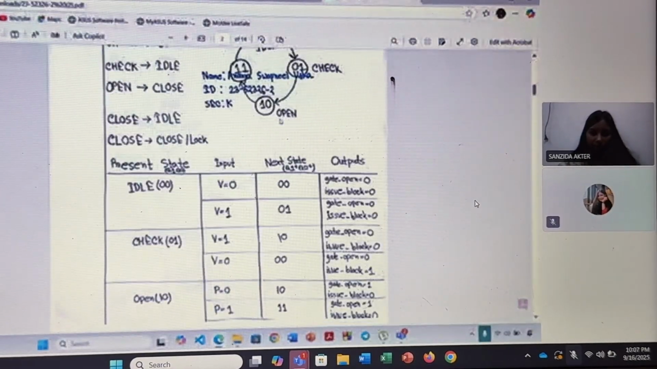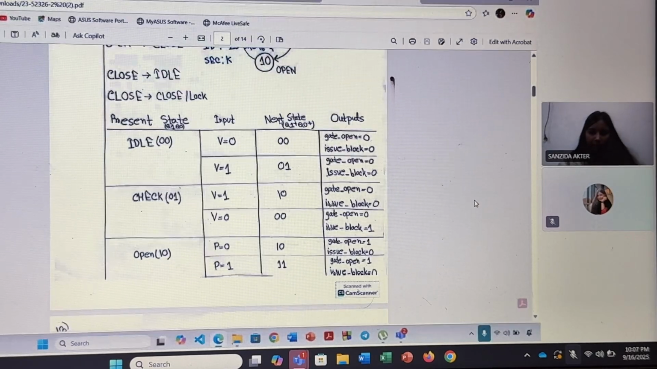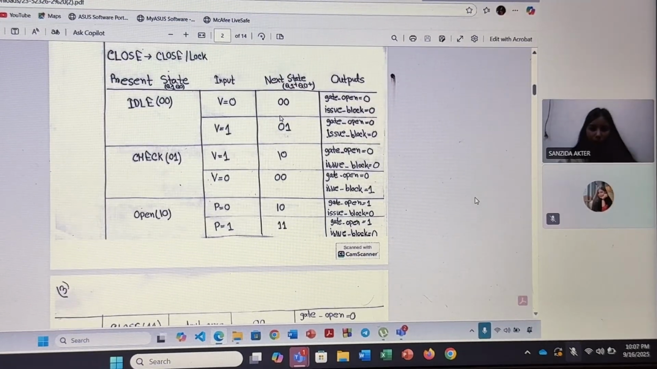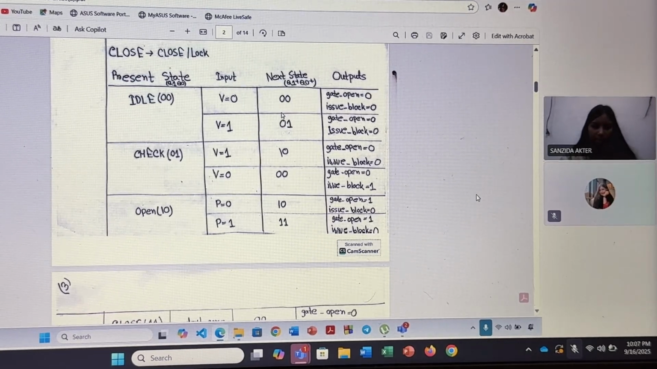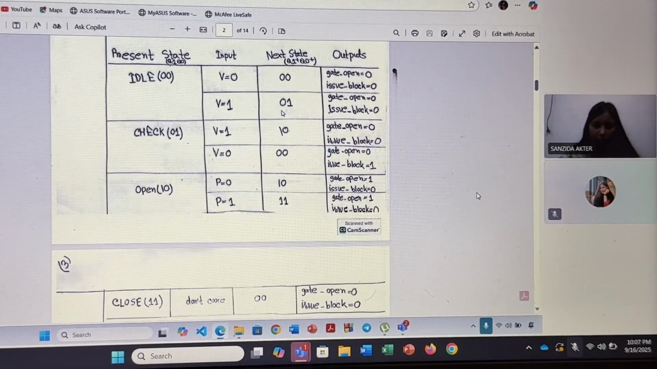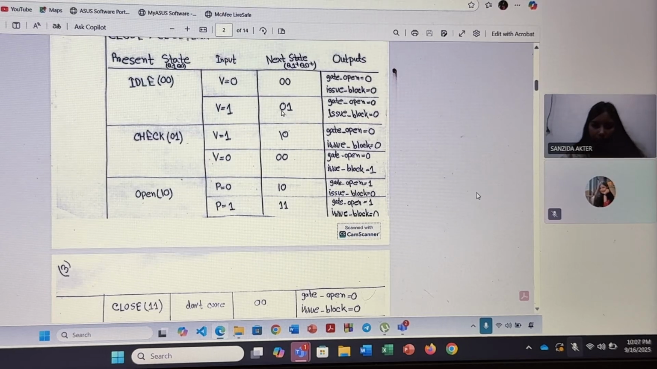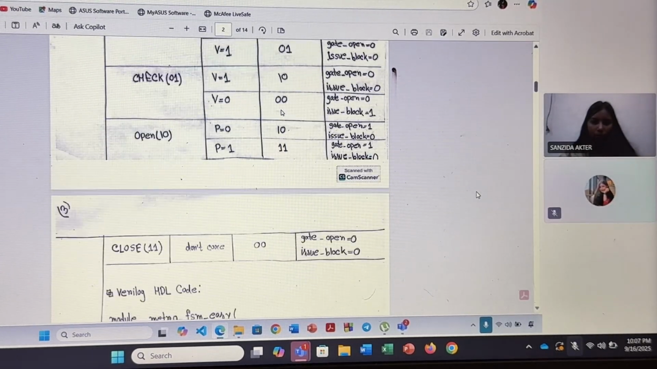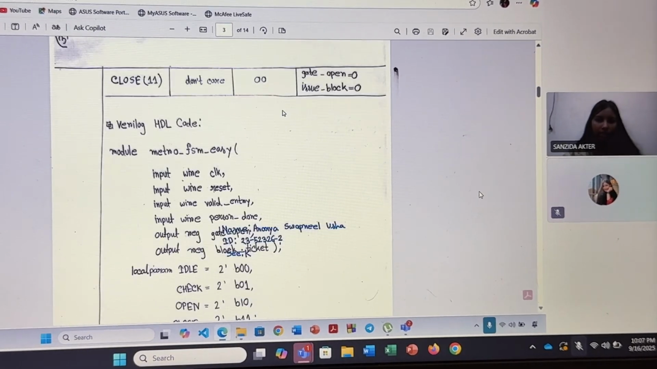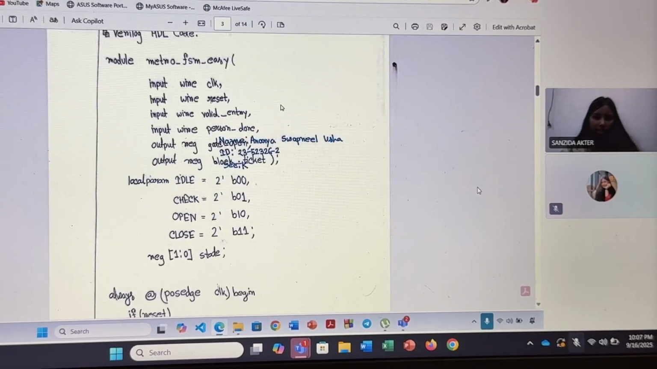I implemented this design in Verilog with one always block for the synchronous state register and another for the combinational next state and output logic. This ensures reliable clock-based control of the gate, and this is the HDL code.